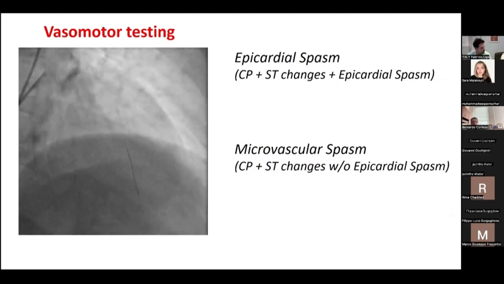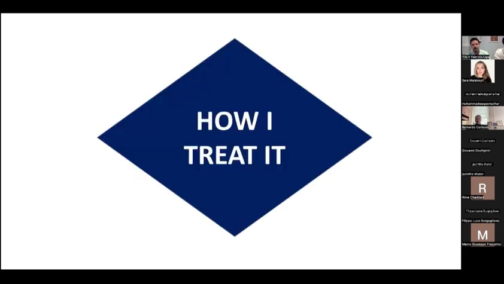This is a new concept, because we have an epicardial spasm when we clearly have spasm in the epicardial tree with clinical evidence and ST elevation. But we can also have only microvascular spasm, and then a combination of microvascular and epicardial spasm with changes in terms of IMR. So the IMR is a new concept that helps us distinguish between microvascular and epicardial spasm.